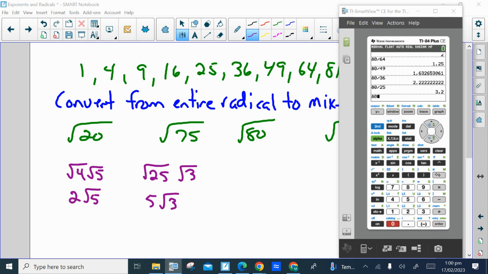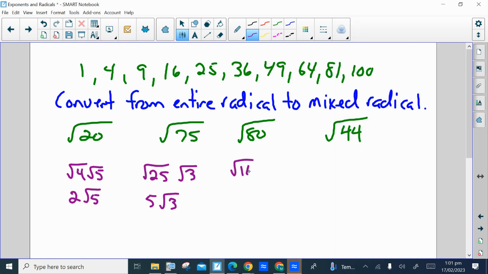But 16 will work. If you divide 80 by 16, you get 5. So this will be written as root 16, root 5. And the square root of 16 is 4. So there's your equivalent radical as a mixed radical.